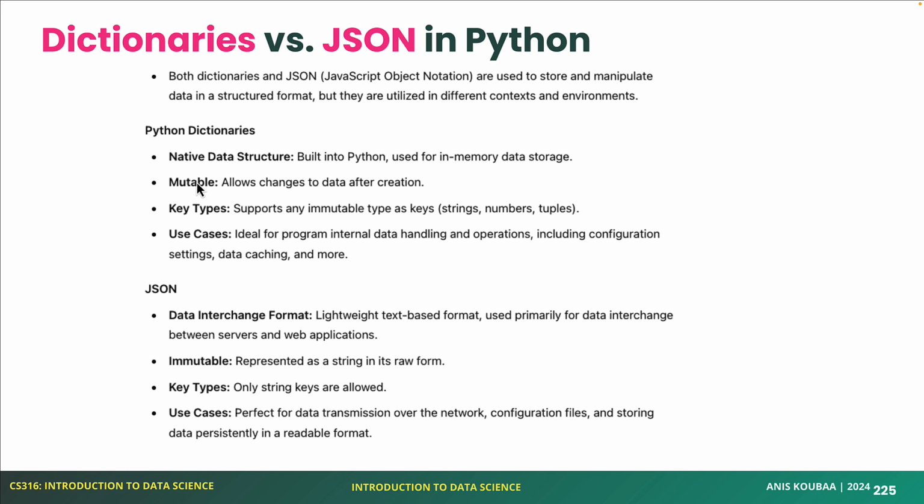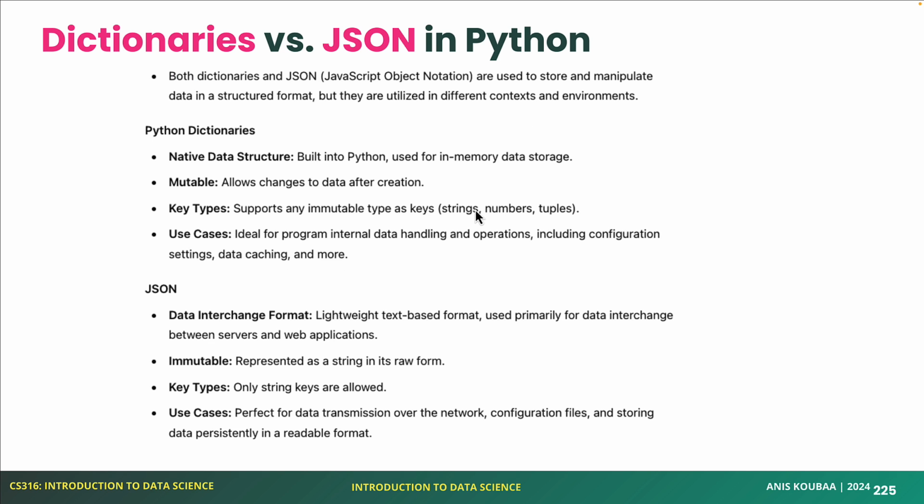Python dictionaries are mutable. They allow you to change the data after creation, but JSON is not, because it is a string, a fixed static string. For key types, dictionaries support any immutable data type as keys. Usually the keys are strings, numbers, or tuples, because they must be hashable and immutable. However, JSON only supports strings as keys. You cannot make a key that is, for example, an integer. Only strings are allowed.